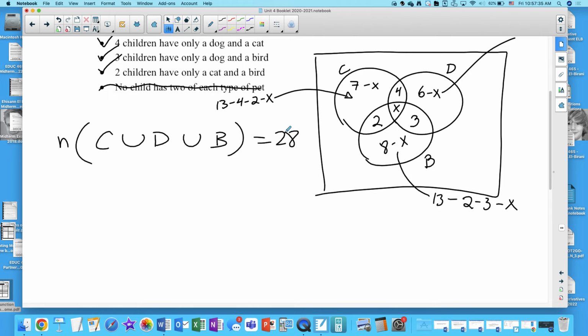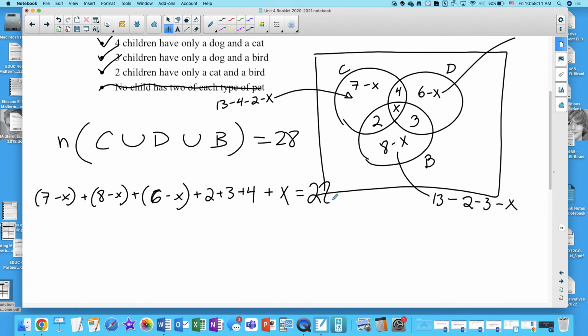So I'm going to start with adding, just so I don't miss anything, anything that's only cats, only dogs, only birds. So that would be 7 minus x plus 8 minus x plus 6 minus x plus, now I'll add the only two of them, 2 plus 3 plus 4, and then plus the middle, which is x. And that has to add up to 28.